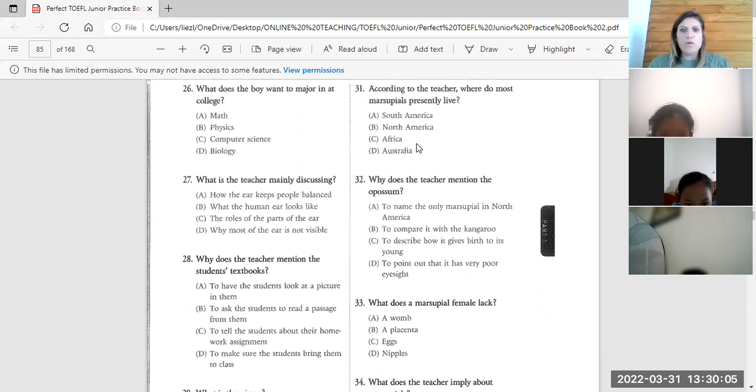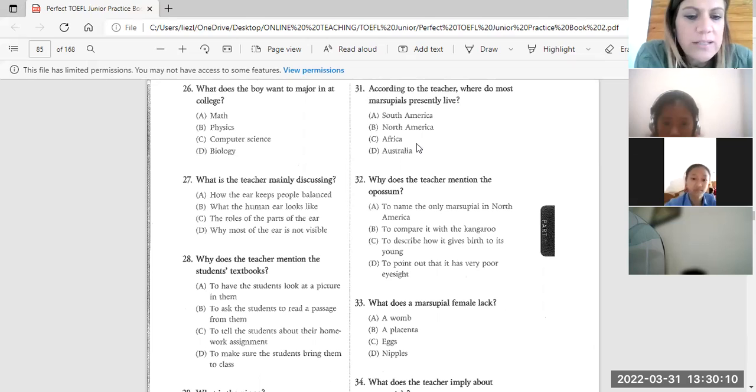According to the teacher, where do most marsupials presently live? Okay, the teacher is talking now. Marsupials are among the oldest of all the families of animals. They're mammals, such as opossums, kangaroos, wombats, koalas, and wallabies. As you might have guessed from the list I just gave you, the vast majority of marsupials lives in Australia. Many others are found in South America. As for here in North America, well, the only marsupial native to this continent is the opossum.